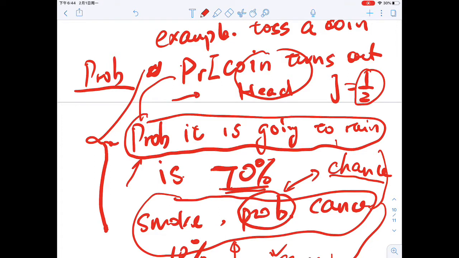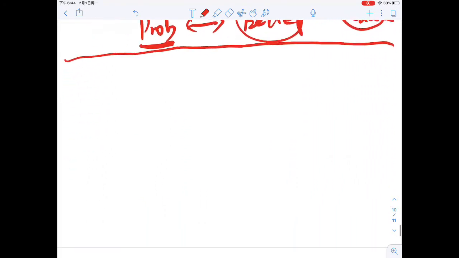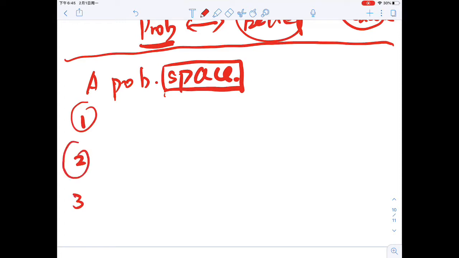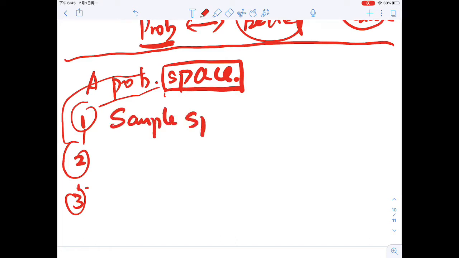Okay, so let's move to a bit of the dry part, the definition. When we talk about any probability statement, there's always a probability space. And this probability space really consists of three elements: 1, 2, 3. There are three components associated with this probability space. The first one is what people call the sample space. Usually people use omega to denote the sample space. This is basically the set of all possible outcomes.